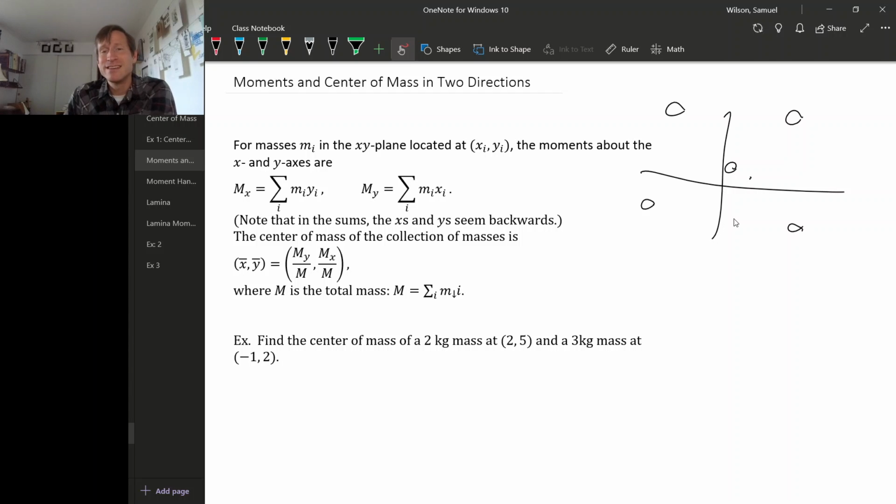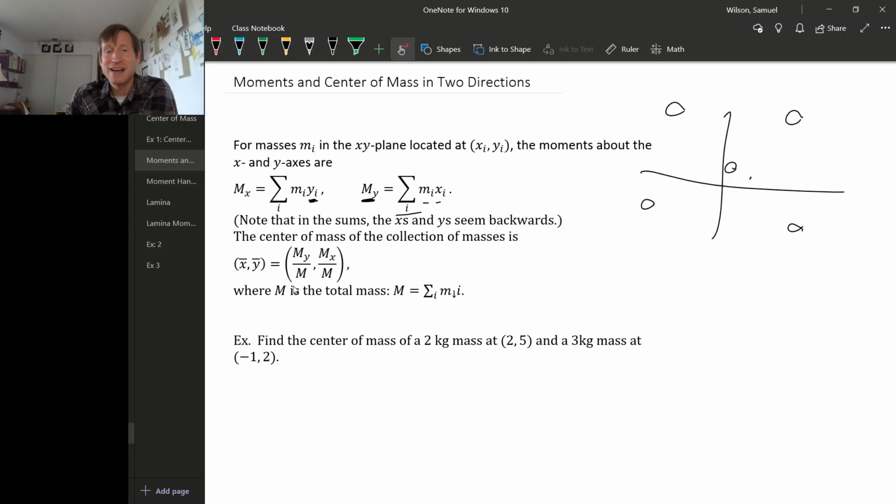The nice thing is, we know how to measure moments and center of mass along one direction. The nice thing is, in the other direction, it works exactly the same way. So if you want to measure the moment about the y-axis, it's just the sum of your masses times your positions. The moment about the x-axis looks exactly the same. It's just instead of your horizontal positions, it's your vertical positions, so y sub i.